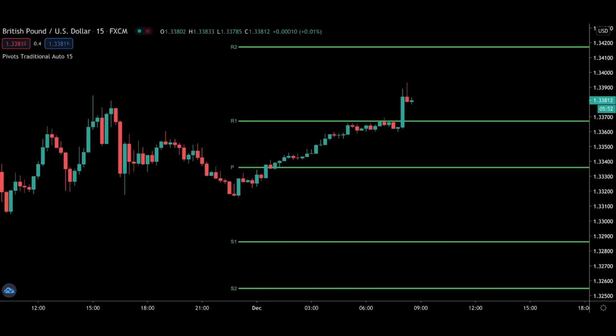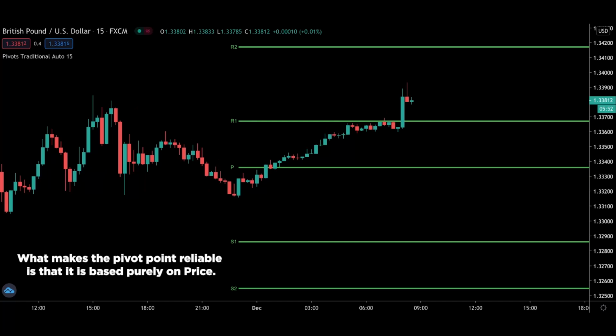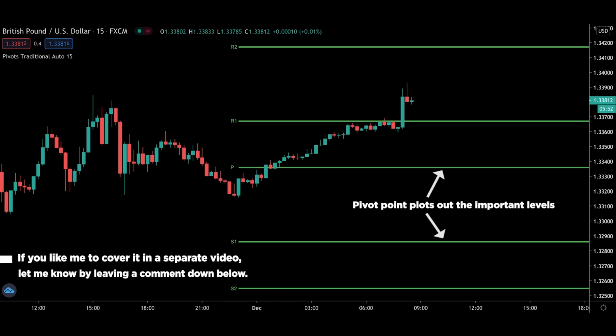Now, in case you do not know what the pivot point is, it is a leading indicator, meaning that it has predictive powers. What makes the pivot point reliable is that it is based purely on price. It plots out lines that represent important levels in the market. Now, how these levels are calculated is beyond this video scope, but if you'd like me to cover that in a separate video, let me know by leaving a comment down below.